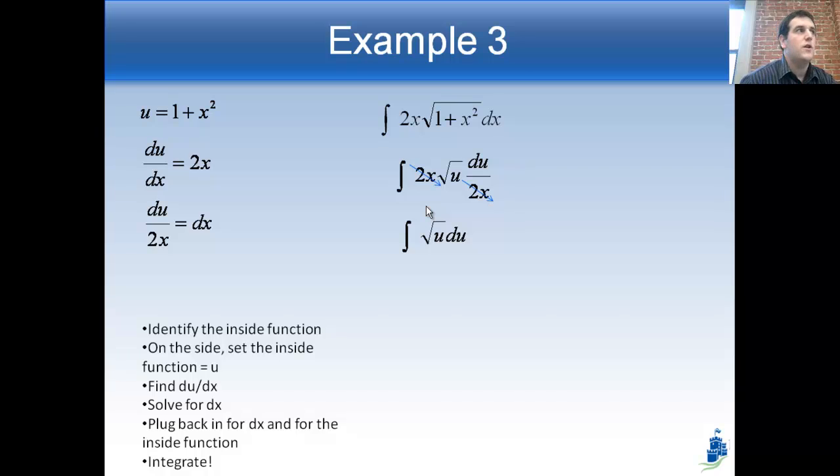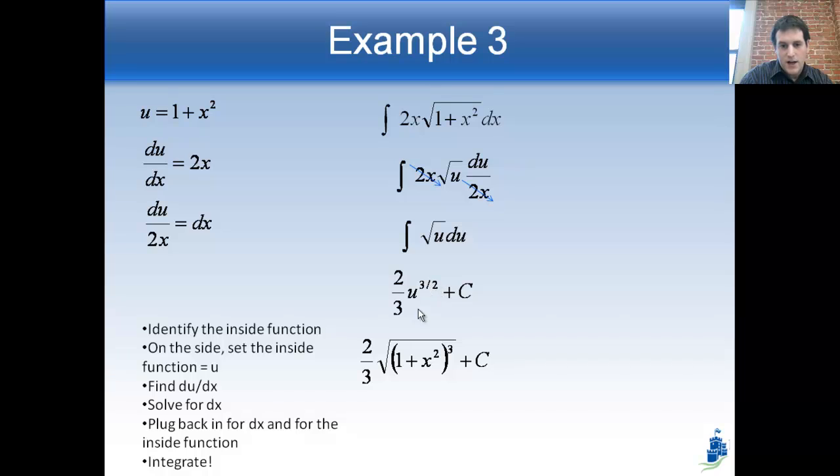The square root of u is u to the 1/2. 1/2 plus 1 gives me u to the 3/2. And then instead of dividing by 3/2, I can multiply by its reciprocal 2/3. That's where I get 2/3 u to the 3/2 plus c. And then to finish, all I have to do is replace that u with what it is. U is made up, so we have to go back to x. And u, of course, is 1 plus x squared. That's what u is equal to. So we put that in parentheses, and then I just converted it from the exponential form to the radical form. We got the 3 here, so that becomes the 3 here, and the 2 in the denominator becomes the square root. And that's your answer.